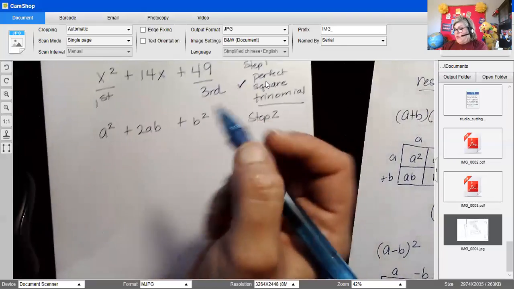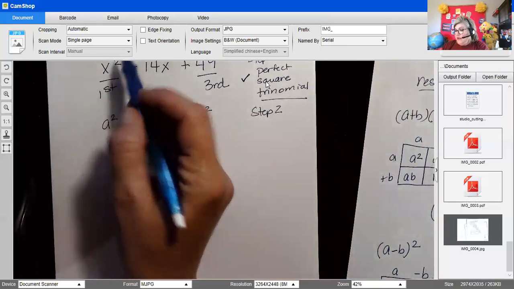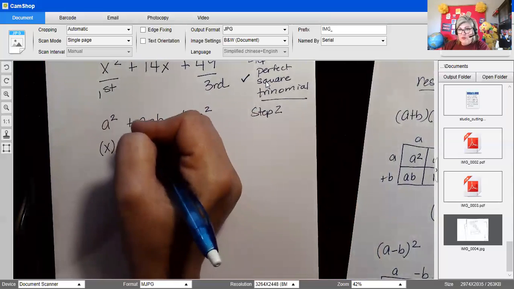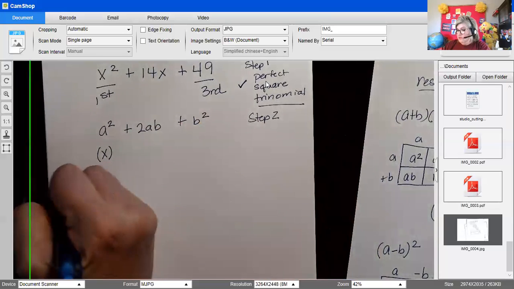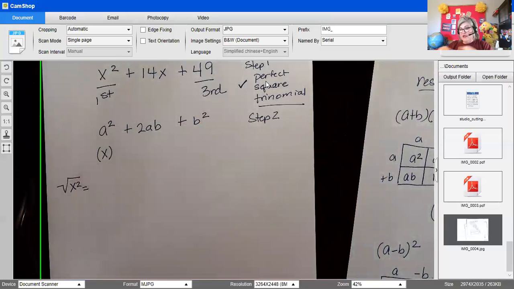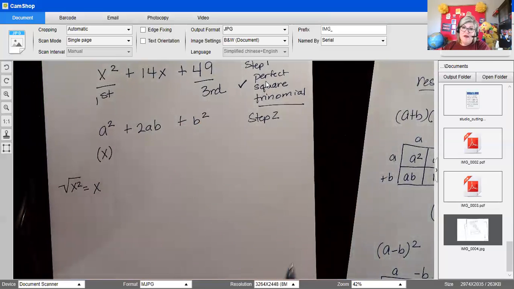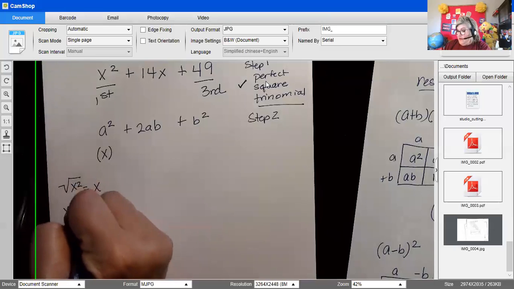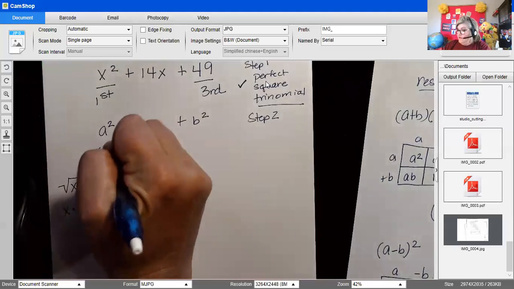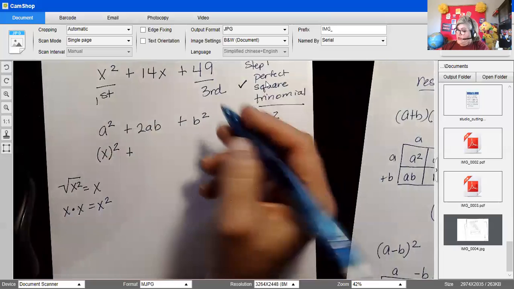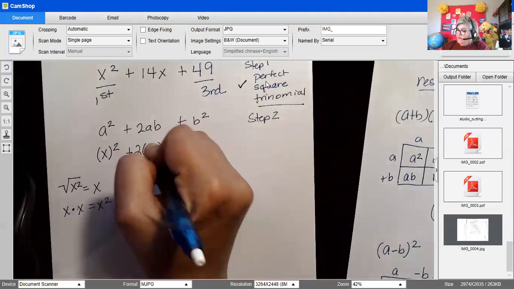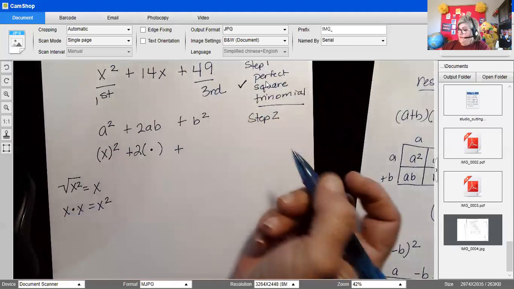Now, what is the square root of x squared? What can you multiply by itself to get x squared? It's going to be x, because x times x equals x squared. So x squared plus, and I'm just going to hold these open for right now. We know it's got to be 2 times a and b.